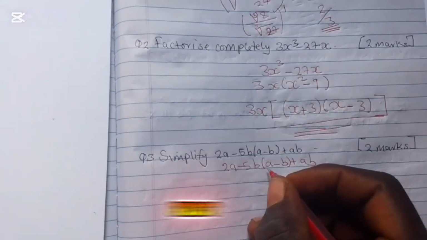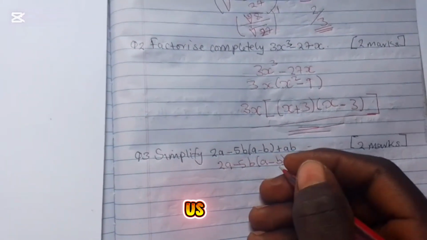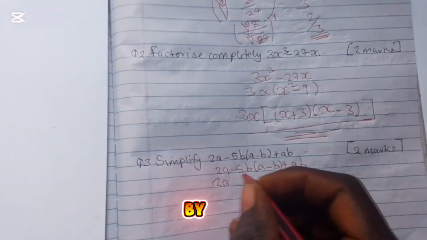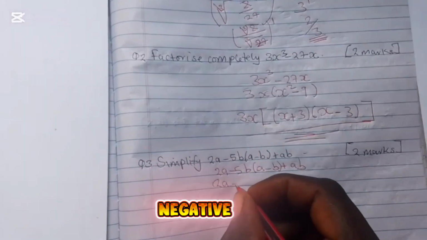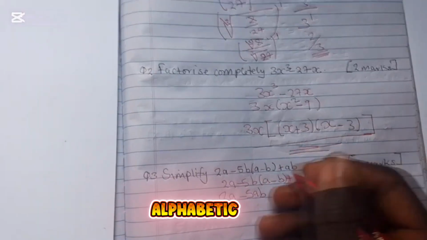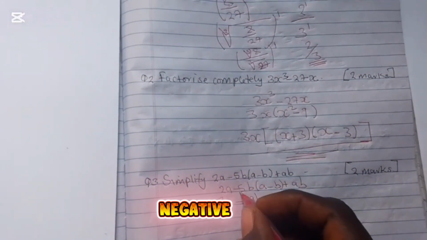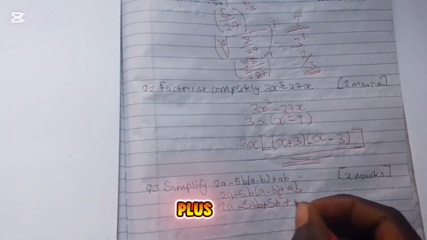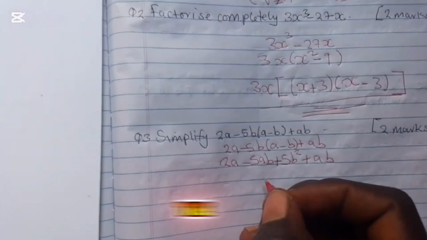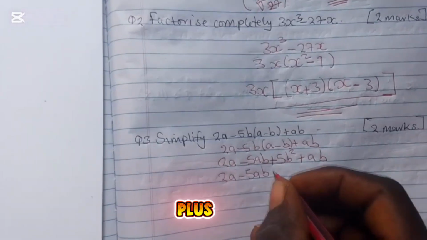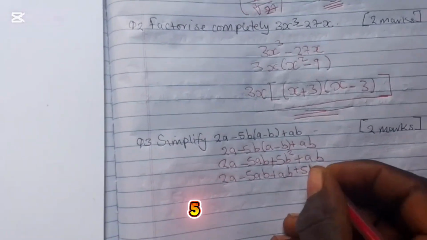So here we're going first to deal with the brackets. BODMAS must tell us to start with the brackets. So we're going to multiply negative 5b multiplied by a, which will give us negative 5ab. So we are following alphabetical order. Then negative 5b multiplied by negative b, which is positive 5b squared, plus ab. So here we are going to collect the like terms together: 2a minus 5ab plus ab plus 5b squared.